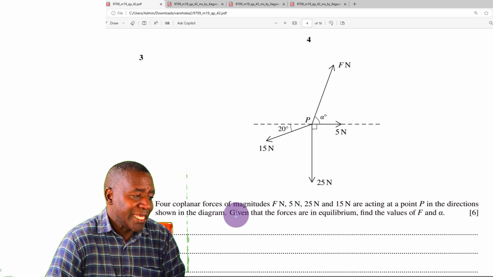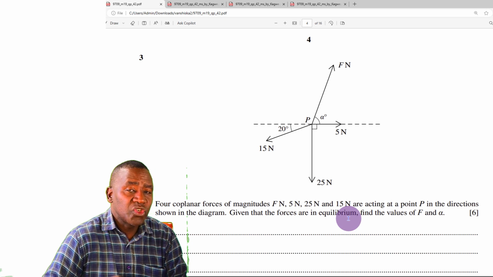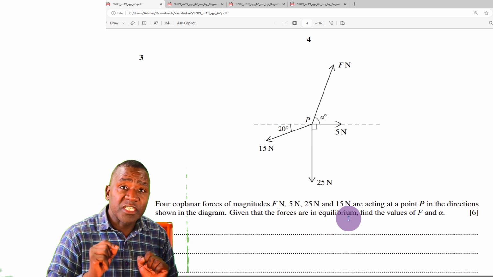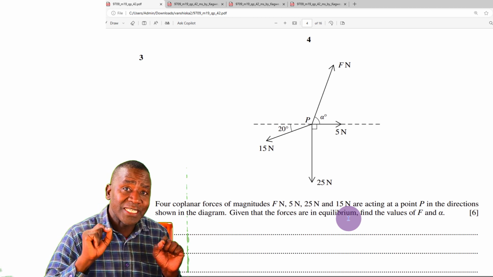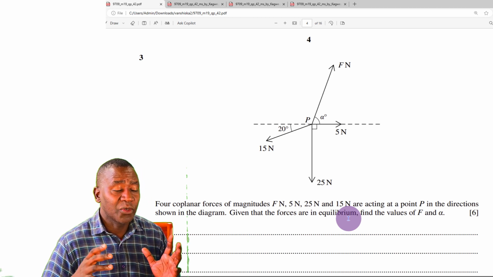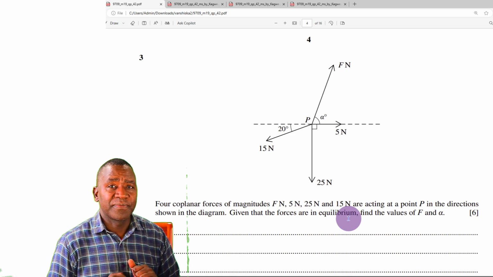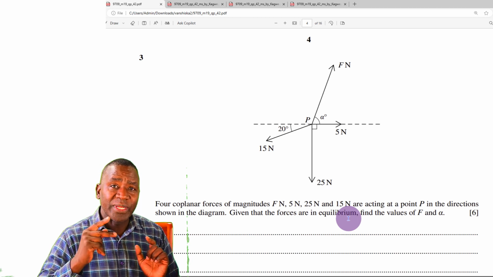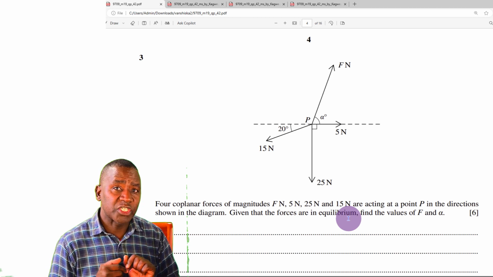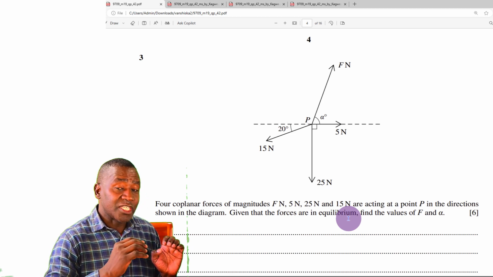Given that the forces are in equilibrium, this is the point. The forces are in equilibrium, because you must always pay close attention to the state of the system. Once you understand the state of the system, then you're able to know which concepts to use. When you are given this type of question, there could only be 2 states. The system is either in equilibrium, or there is a resultant force in the system. In this particular question, the system is in equilibrium.